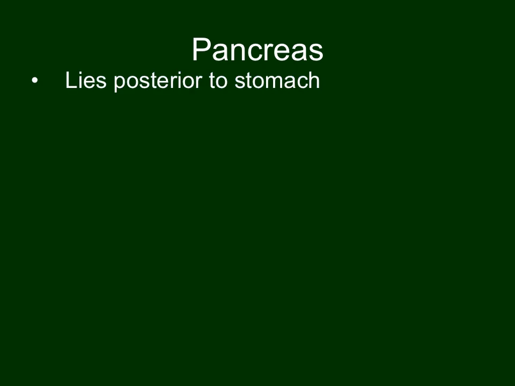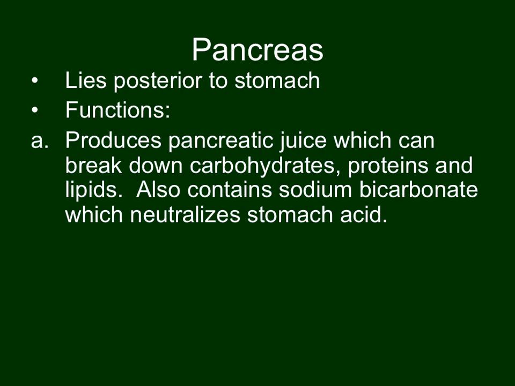The last accessory structure we want to look at is also very important, and that is the pancreas. It lies just underneath the stomach, and it has two different functions. Remember, I said it's kind of a schizophrenic organ. Its digestive function is to produce the pancreatic juice, which can break down our carbohydrates, our proteins, and our lipids. It also contains that sodium bicarbonate, that base that we need to neutralize the stomach acid as it comes from the stomach and into the small intestine so that it doesn't damage the lining of the small intestine.